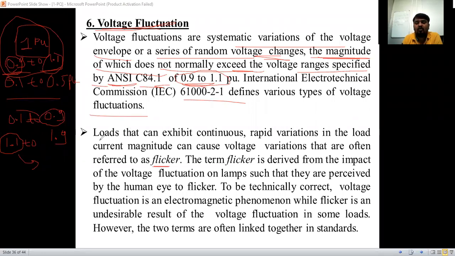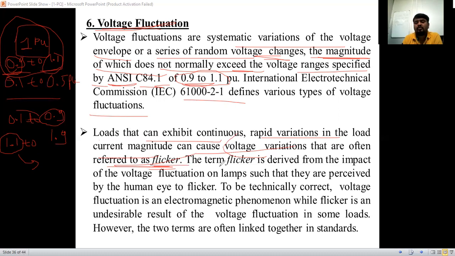Loads that exhibit continuous rapid variations in the load current magnitude can cause voltage variations. Rapid variation in the load, suddenly increasing and decreasing, produces voltage variations. Voltage variations because of the load are often referred to as flicker.